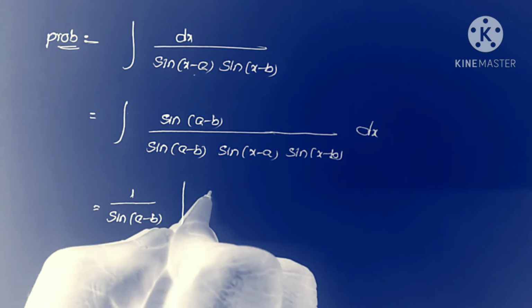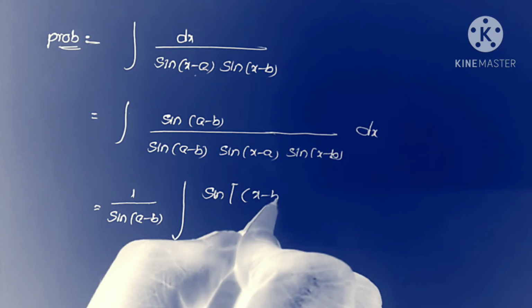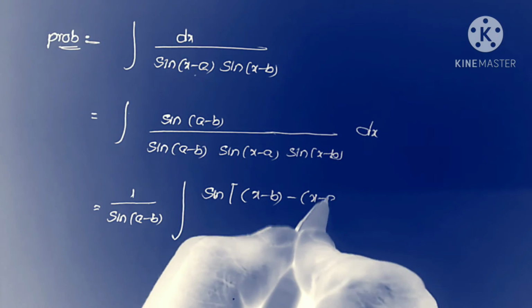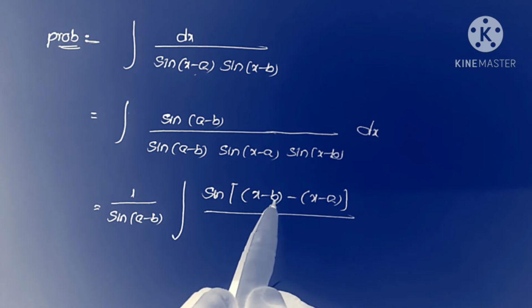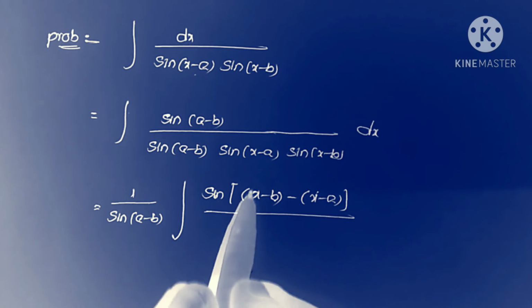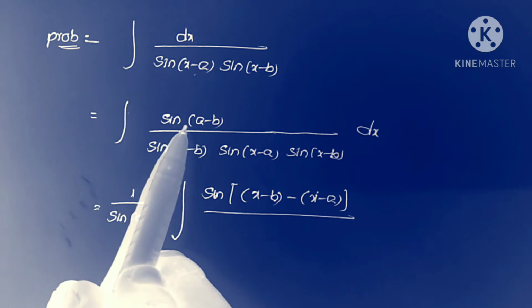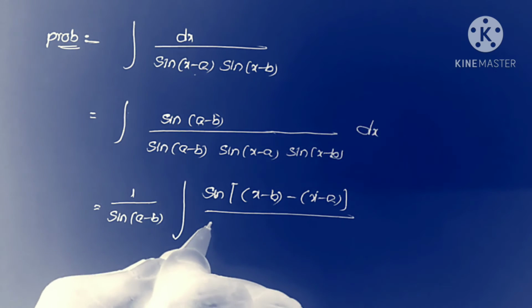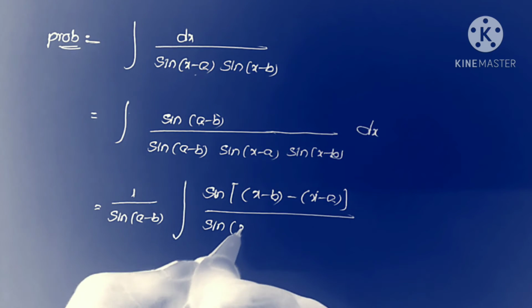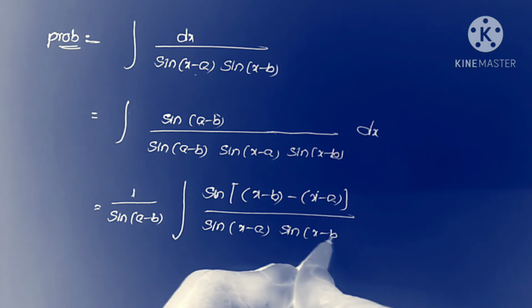Now we change the numerator term as sine of, this is taken as x minus b minus of x minus a, which returns the value sine of a minus b. X minus b minus x plus a. Minus x and plus x get cancelled, so the remaining value is nothing but a minus b. So without changing the value, we can write this term like that. Now what is remaining in the denominator? Sine of x minus a into sine of x minus b into dx.